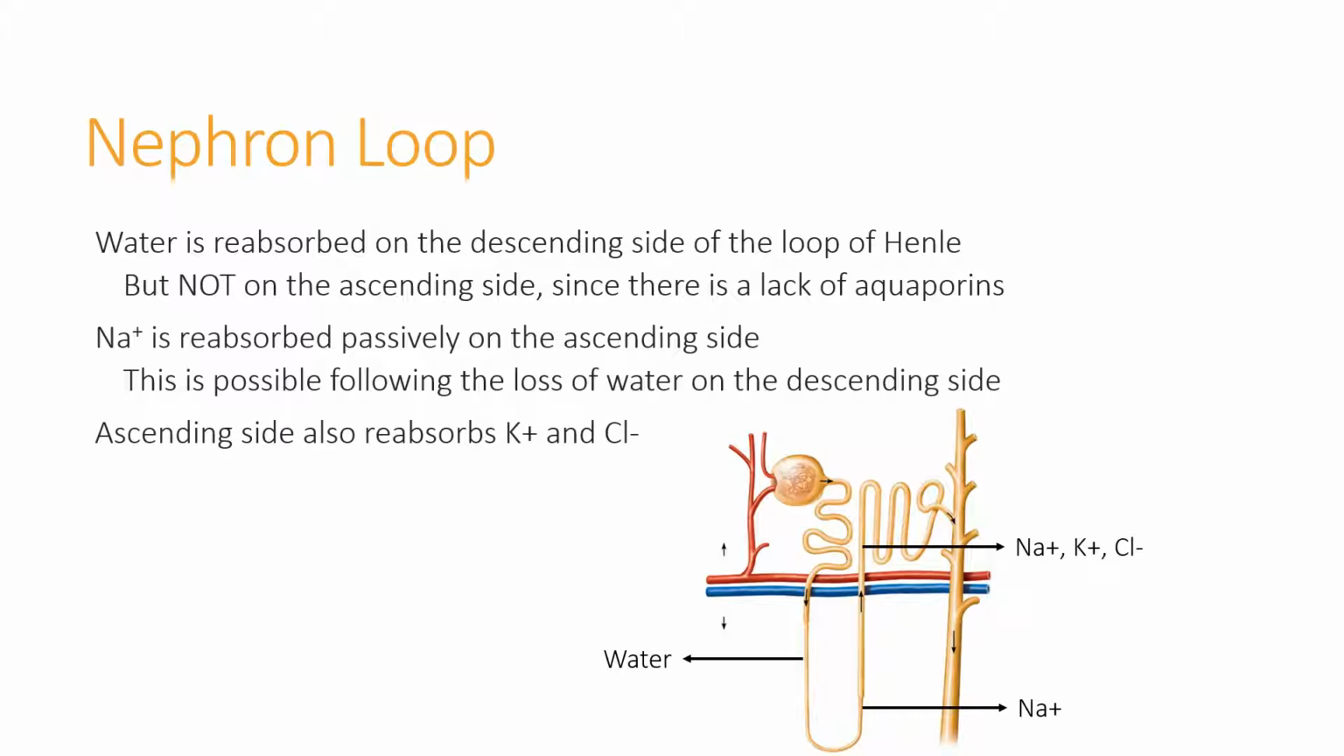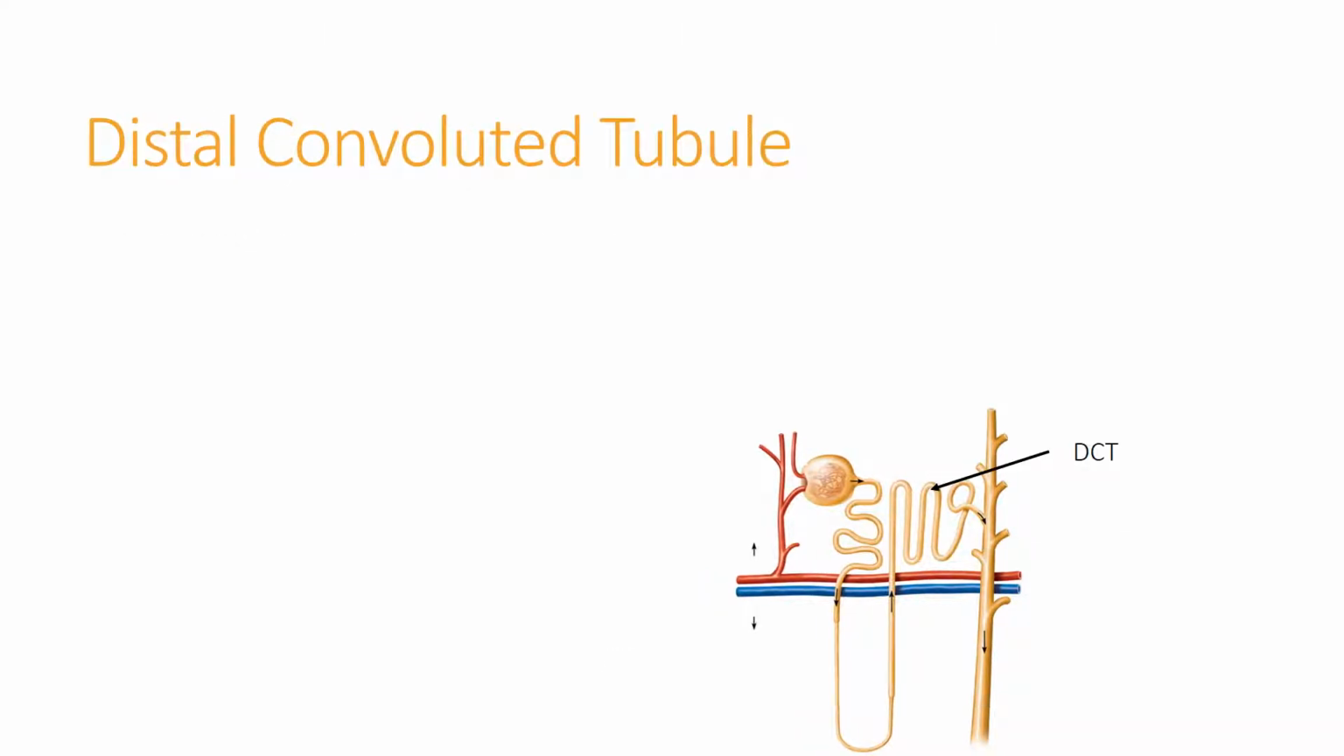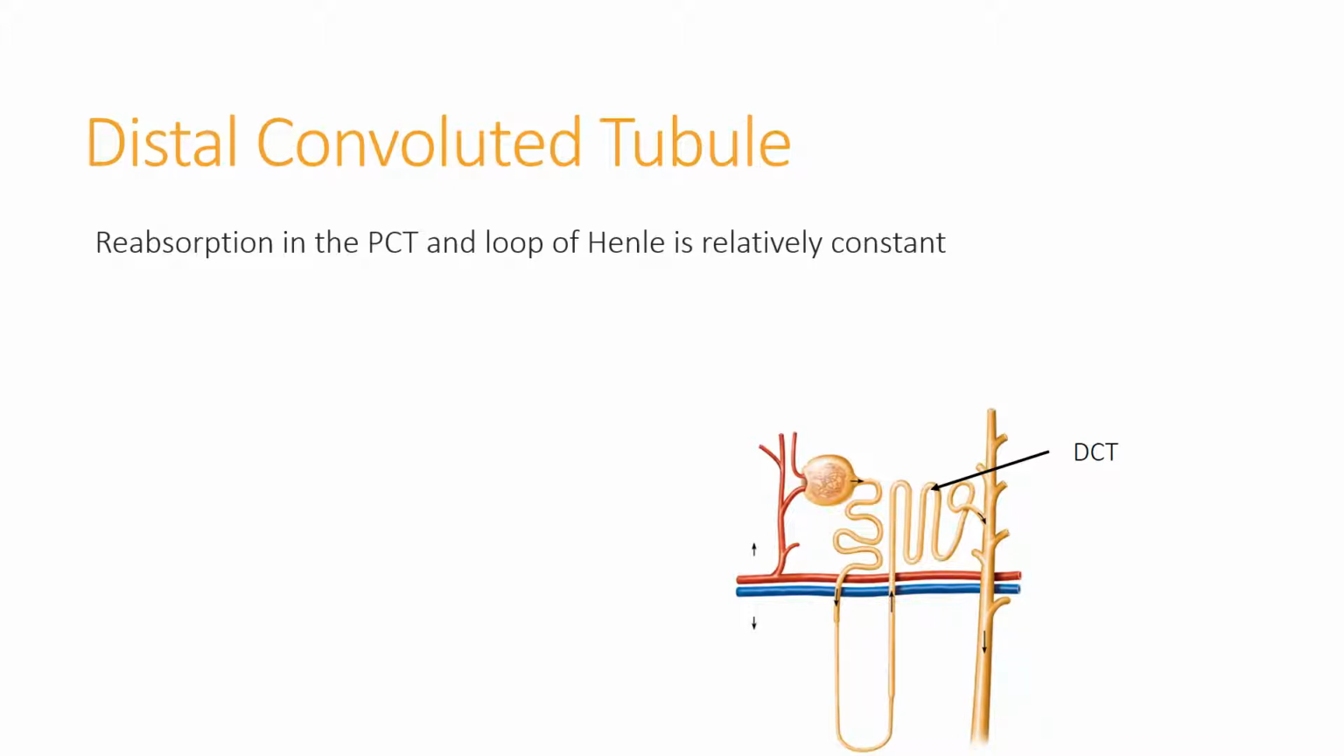Further up on the ascending side of the loop of Henle, we absorb additional sodium as well as potassium and chloride ions. After the loop of Henle, filtrate starts to move into the distal convoluted tubule. The reabsorption in the proximal convoluted tubule and loop of Henle is relatively constant. However, reabsorption in the distal convoluted tubule is under hormonal control and allows us to adjust and refine what we're pulling back into the body and what we secrete into the urine to push out of the body.